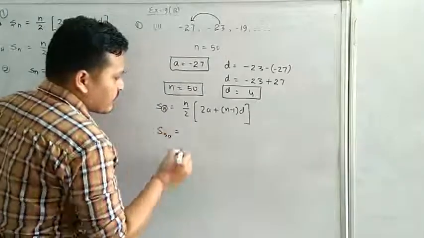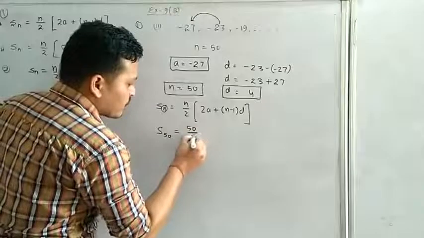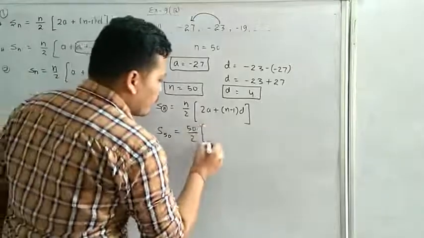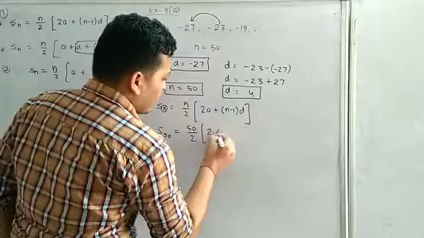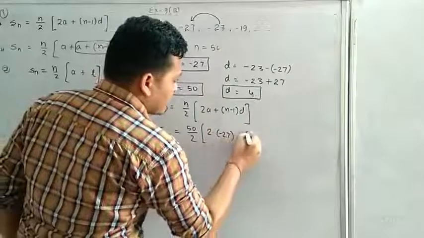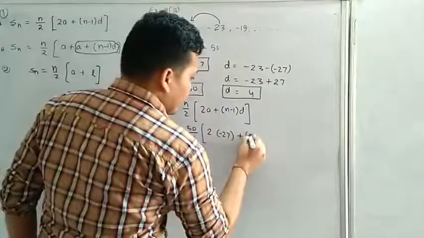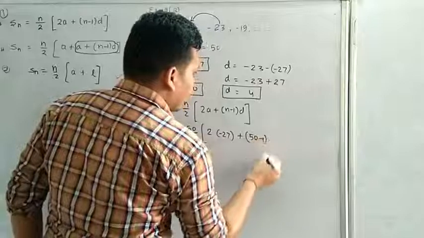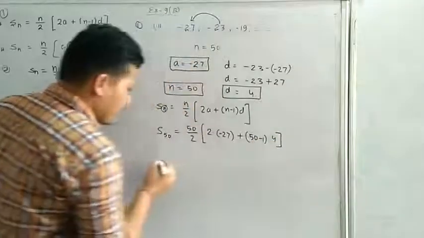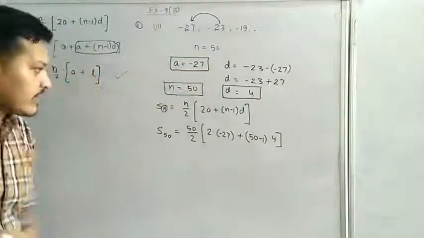As n is equal to 50, so 50 upon 2. Next 2 into a, so 2 into minus 27, and plus (n minus 1), that is 50 minus 1, into d, and d is equal to 4. Okay, so we can calculate all the values here.